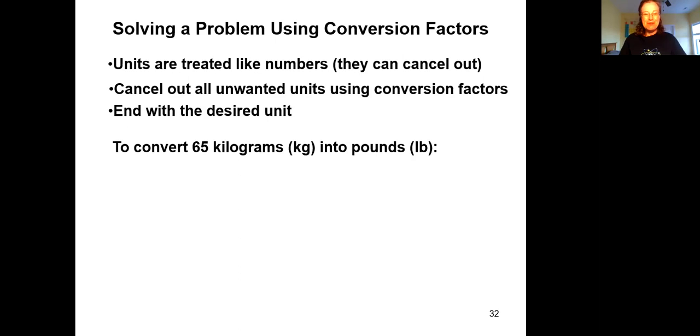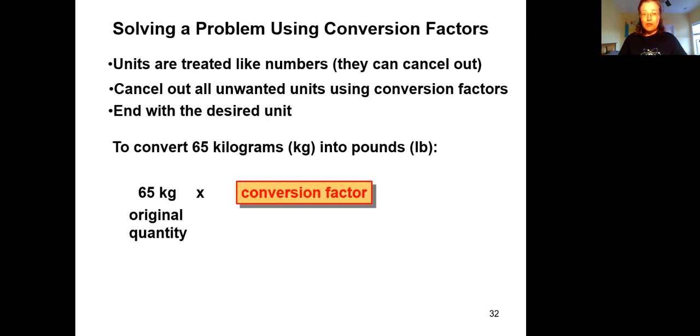So here's an example. To convert 65 kilograms into pounds, we're going to start with the original quantity, 65 kilograms. In almost every problem I'll give you, you're going to have a number with 1 unit. Then you'll have extra information that involves 2 units. Right now, we're starting with the number that has only 1 unit, just kilograms. We're going to use a conversion factor to get out of kilograms and into pounds.